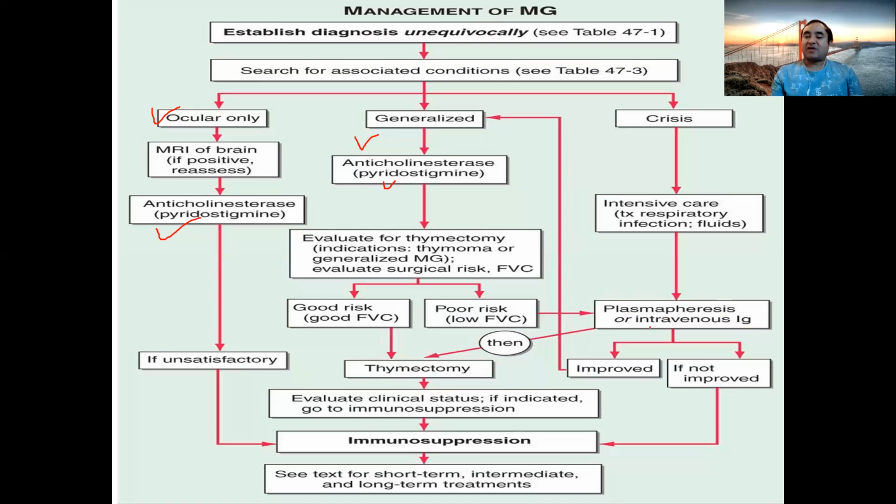Most of the time we use IVIG here, and if they respond and the patient improves, then we manage them as generalized myasthenia gravis. And if not improved, then we can try immunosuppression. So there are three scenarios. If the patient comes into crisis, intubate them, treat the precipitating conditions, use plasmapheresis or IVIG. That is what you need to know. If it's generalized, use the symptomatic treatment, evaluate for thymectomy. If it's ocular only, try only the symptomatic treatment. This is how we are supposed to treat a patient with myasthenia gravis.